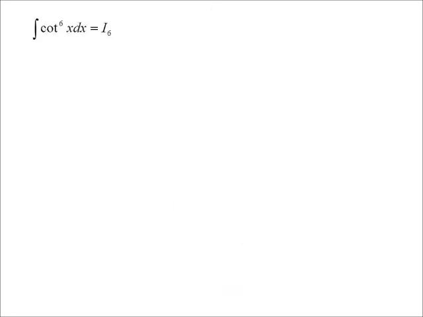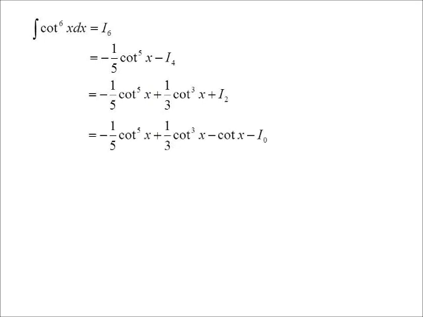Alright, so it's I_6 that we want to find. So however we got the formula, we're now going to use it. I_6 will be -1/5 cot to the power of 5 minus I_4. I_4, well that's -1/3, but minus minus becomes a plus. And so now it's plus I_2. I_2 becomes -cot to the power of 1 minus I_0.